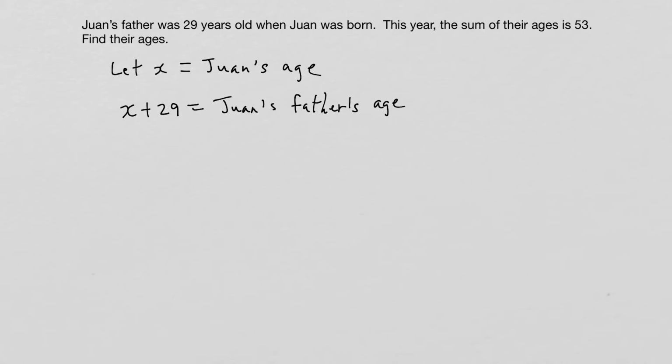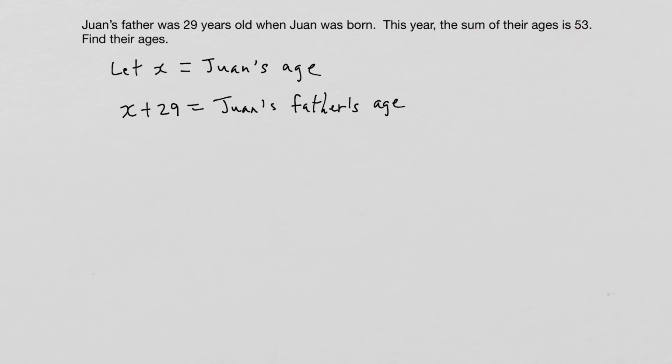Okay, so let's review. We said that x is Juan's age, because we don't know what his age is, but we do know Juan's father's age. He was 29 years old when Juan was born, which means he's 29 years older already to begin with, and will continue to be 29 years older. So that's why we have x plus 29, because this is Juan's age, and Juan's dad is 29 years older.